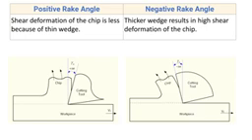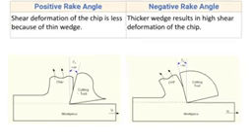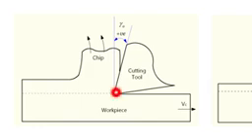Third difference: shear deformation of the chip is less because of thin wedge. Here you can see this is a thin wedge of the cutting tool, and due to this thin wedge, the shear deformation of the chip is less. The material in front of the tool tip, which is the tip of the cutting tool, is subject to plastic deformation and shears off along the face of the cutting tool.